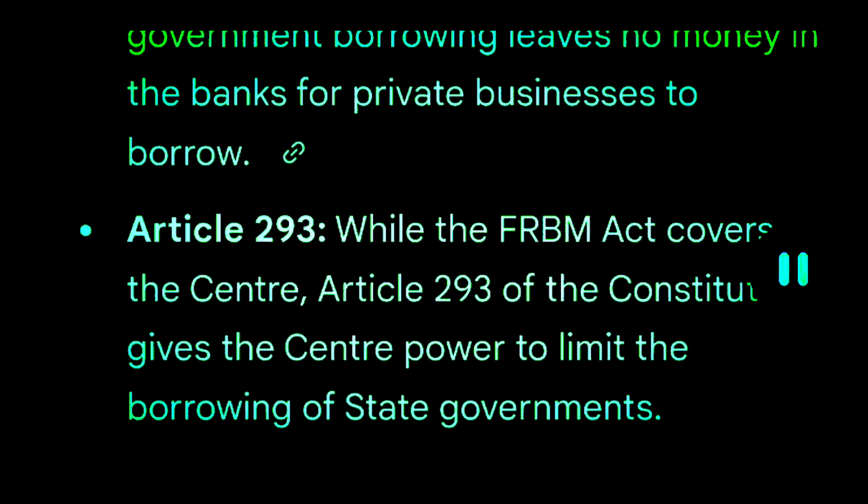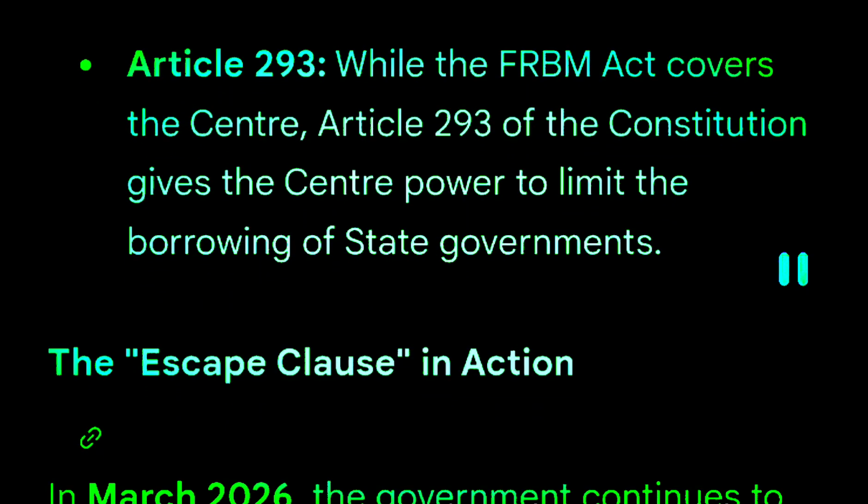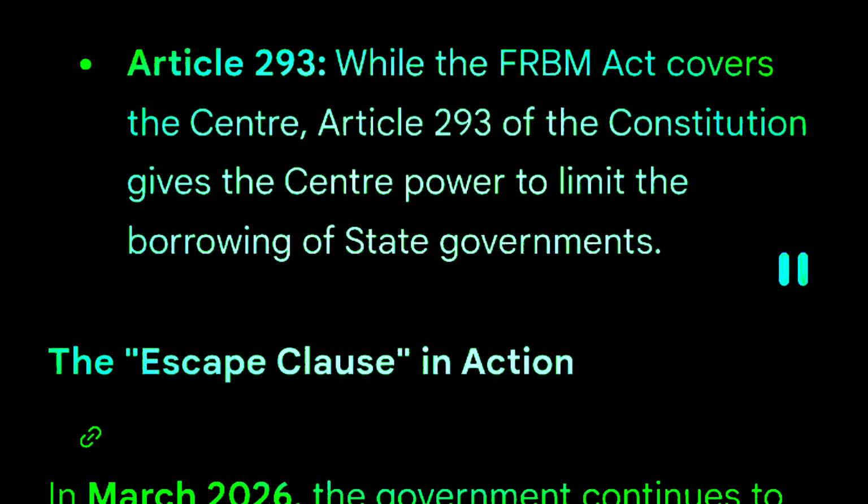Article 293. While the FRBM Act covers the center, Article 293 of the Constitution gives the center power to limit the borrowing of state governments.